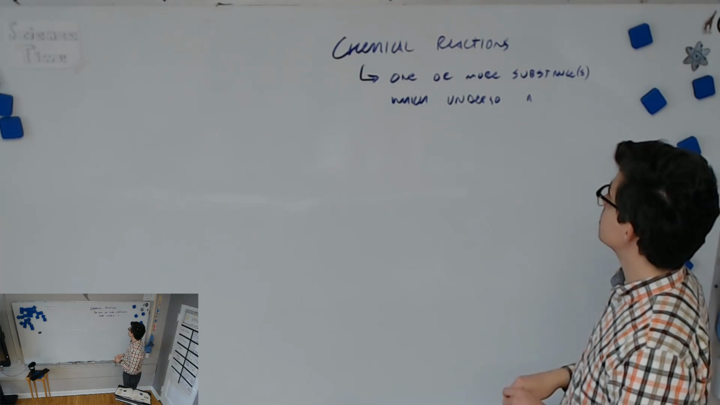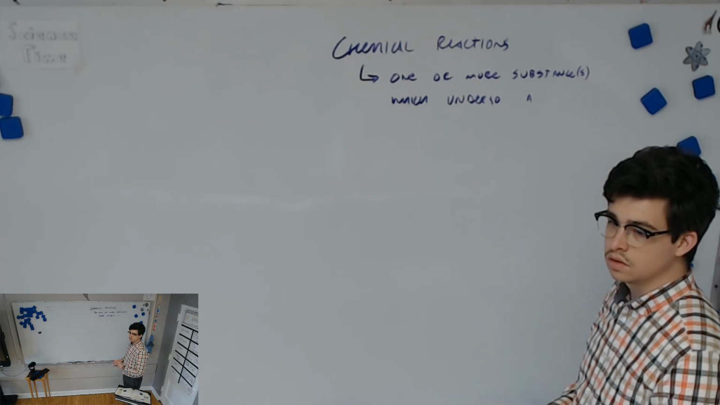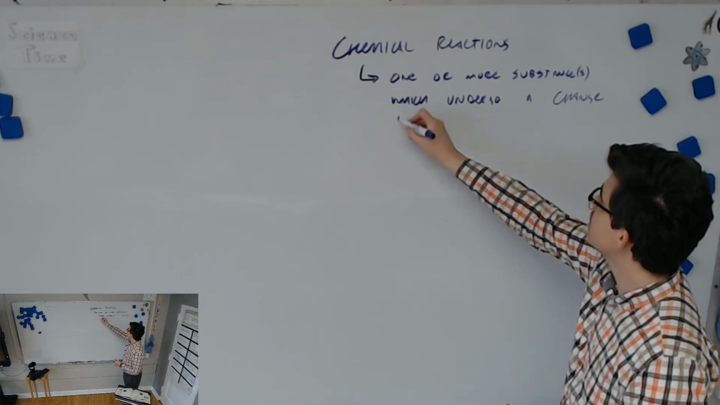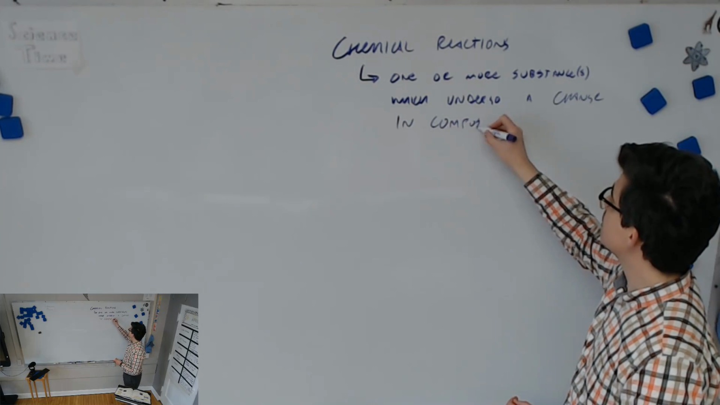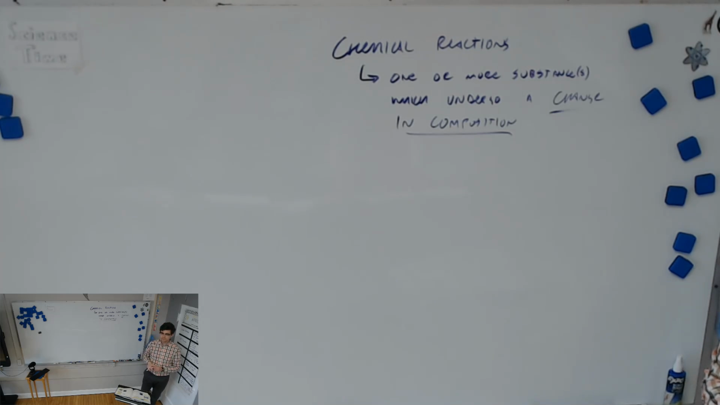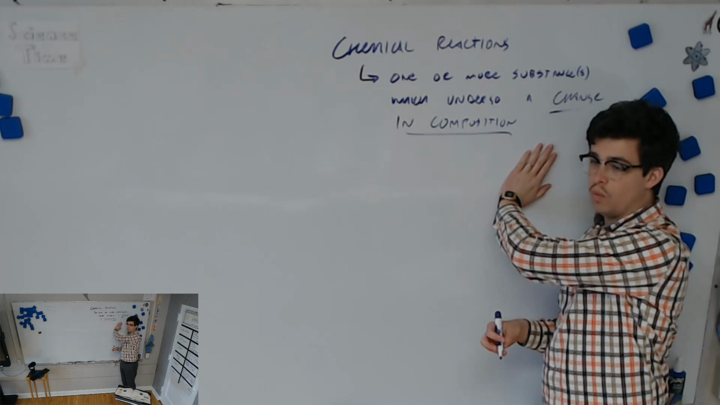One or more substances which undergo a what? We can't say chemical, but a change in... A change in composition. This is the definition of how a chemical reaction has occurred, meaning that it changes what it's made out of, or changes the way it's made.